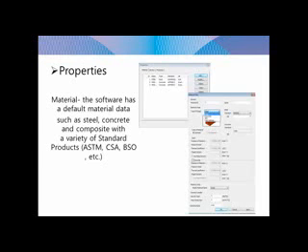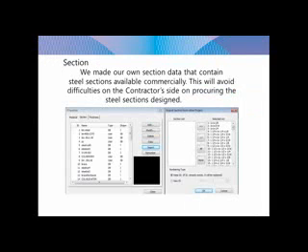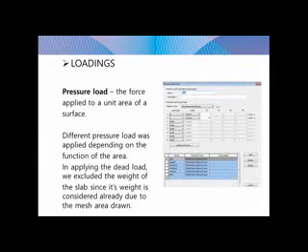Loadings. Pressure load: the force applied per unit area of a surface. Different pressure loads were applied depending on the fraction of the area. In applying the dead load, we exclude the weight of the slab since the weight is already considered due to the mesh area growth. So first we go to the load, then we assign a negative sign for weight. The program automatically considers the weight by adding self-weight under the load tab.